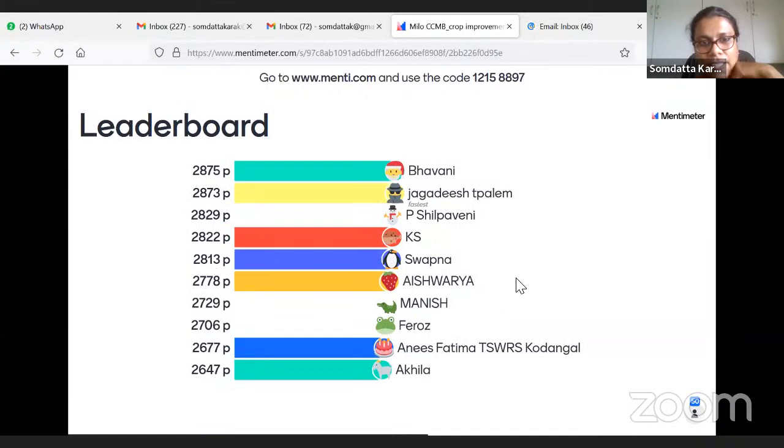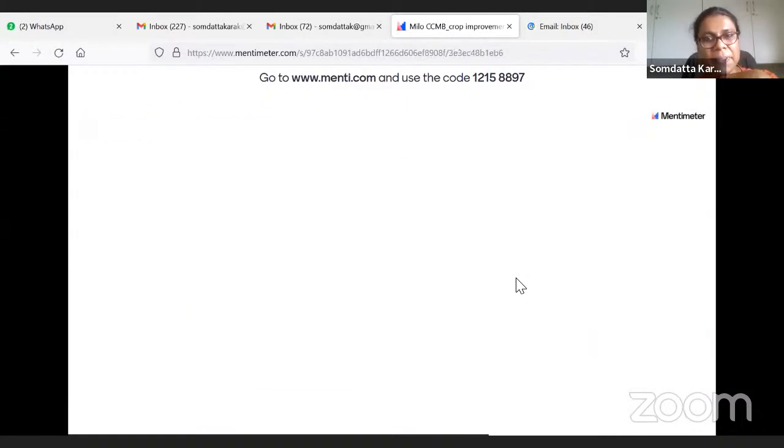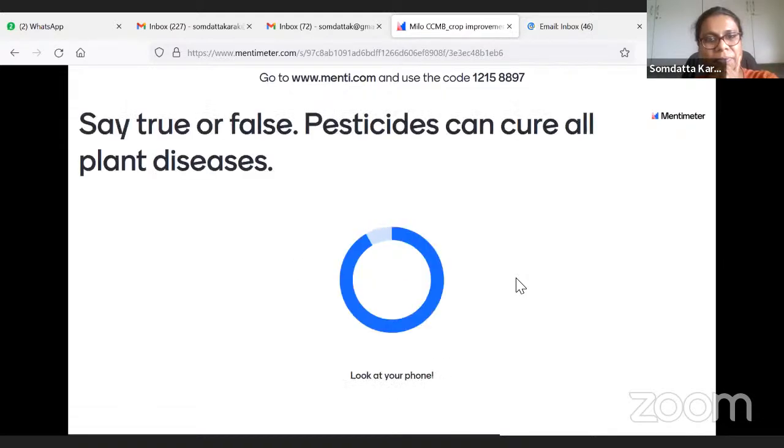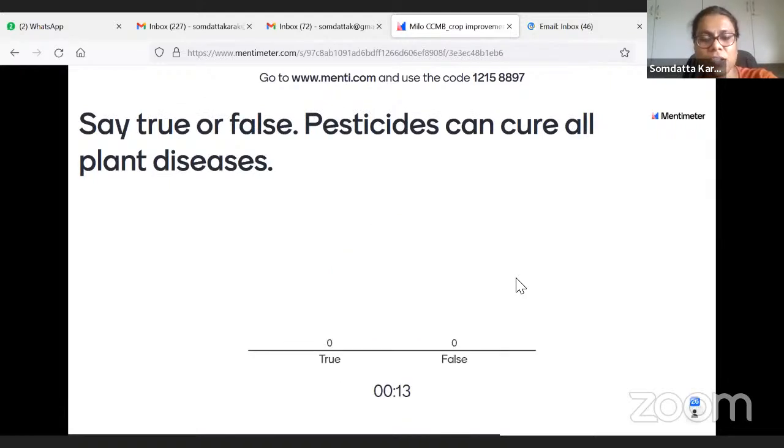All right, Bhavani is still at position 1, but Jagadish has really caught up. Let's go to question number 4. True or false again? Pesticides can cure all plant diseases. Is this true or false?